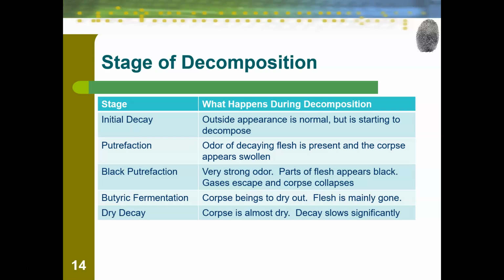Now, when it comes to the stages of decomposition, we divide it into essentially 5 stages. The first is initial decay. This is where your outside appearance still appears normal, but decomposition is starting. Essentially, bodies do start to decompose at the minute of death. There's just not any obvious signs. Most people get discovered during this stage, and that is when their family begins planning funeral proceedings for them. The next stage is putrefaction, and this is where the odor of decaying flesh is present, and the corpse appears swollen.